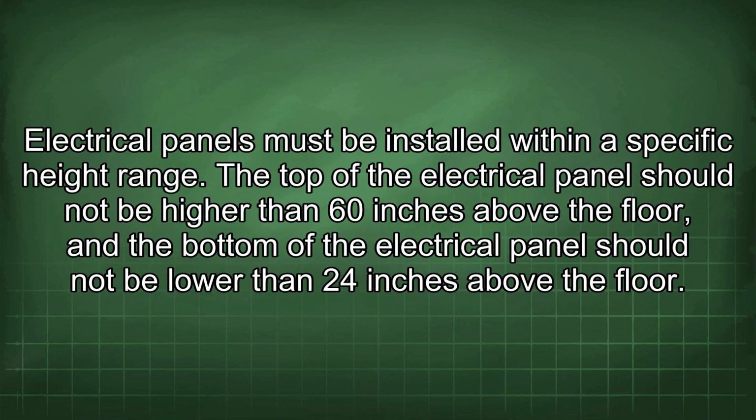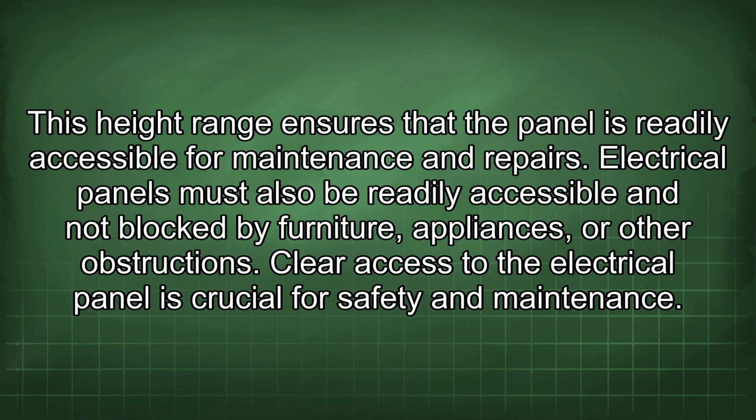Electrical panels must be installed within a specific height range. The top of the electrical panel should not be higher than 60 inches above the floor, and the bottom of the electrical panel should not be lower than 24 inches above the floor. This height range ensures that the panel is readily accessible for maintenance and repairs. Electrical panels must also be readily accessible and not blocked by furniture, appliances, or other obstructions. Clear access to the electrical panel is crucial for safety and maintenance.